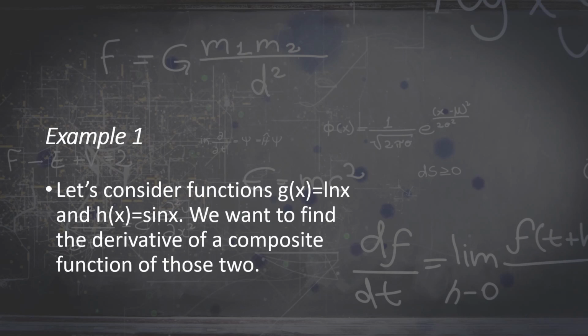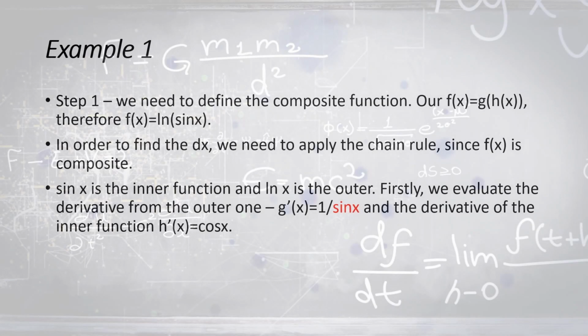The first example. Let's consider functions g of x equals natural logarithm of x and h of x equals sine x. We want to find the derivative of a composite function of these two. Firstly, we need to define the composite function. Our f of x is equal to g of h of x. Therefore, f of x equals natural logarithm of sine x. We can clearly see there's an inner function, sine x, and the outer function, natural logarithm.